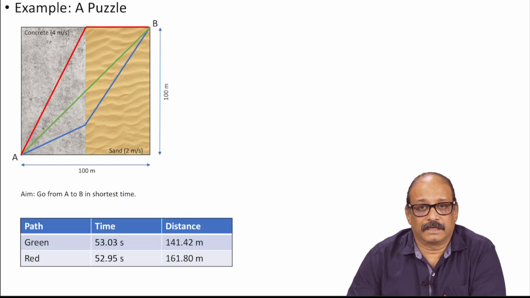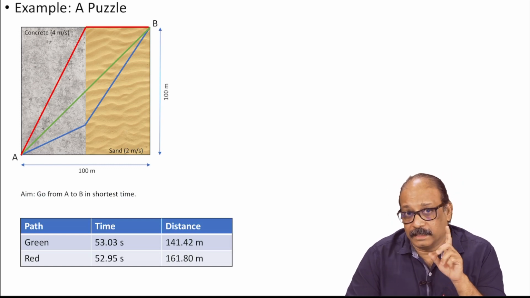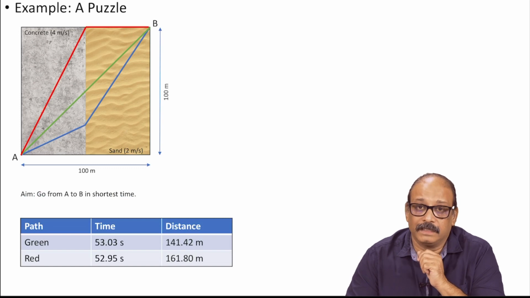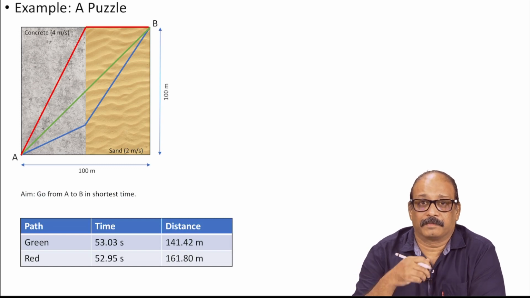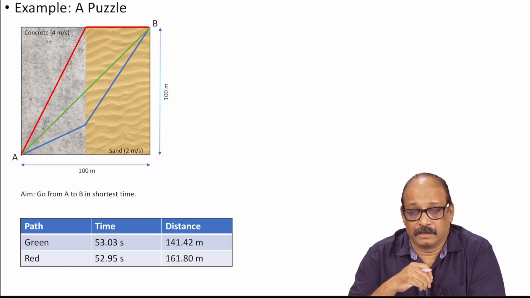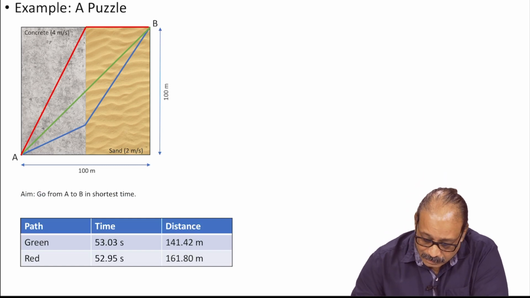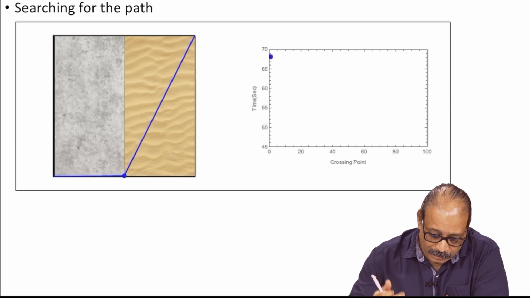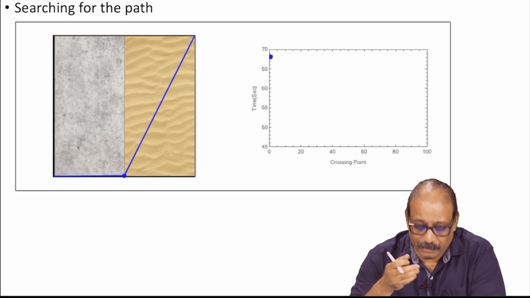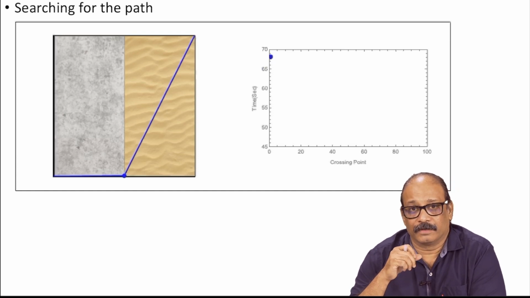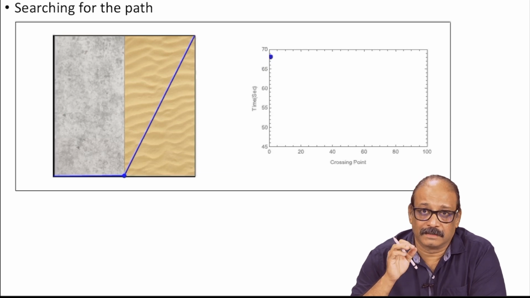Okay. So, the question is, is there a path somewhere in between the green path and red path which probably is the shortest time path? So, how do we find this? One of the ways you can do it is simply search for a path. Now, we have already figured out the nature of the path.